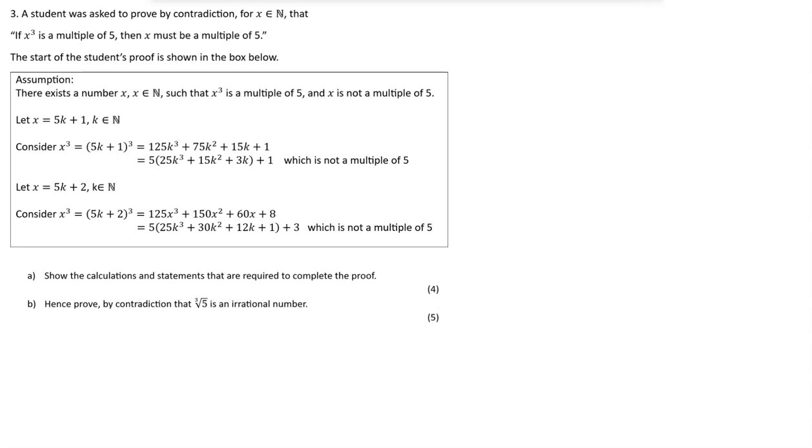So already what the student has done here is they've tried numbers in the form 5k plus 1 and 5k plus 2. So, that's your 1, 6, 11, things like that. Multiples of 5 plus 2, so that's your 2, 7, 12. What we now need to do is do numbers that are a multiple of 5 minus 1, or a multiple of 5 minus 2.